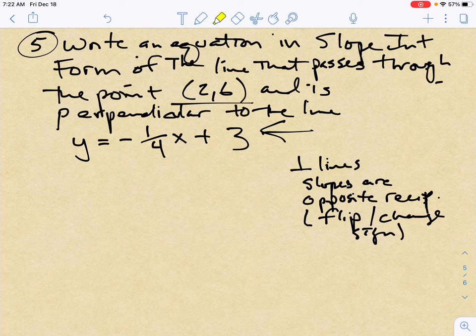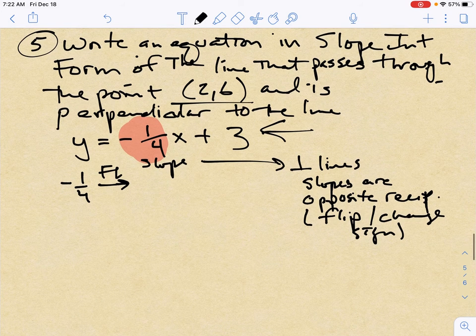And what's nice about this one is it's already written in slope-intercept form, so I don't have to screw around with that. So I've got that right there. There's my slope. So that's the slope of this line. So I know that because of this, perpendicular lines, the slopes are opposite reciprocals. So we're going to go from -1/4. And so the next thing we're going to do is we're going to flip it. All right? So let's flip it. So that gives me -4/1.